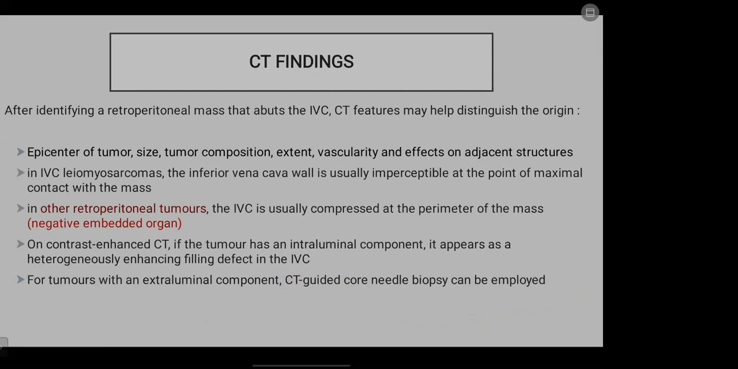In IVC leiomyosarcomas, the inferior vena cava wall is usually imperceptible at the point of maximal contact with the mass. In other retroperitoneal tumors, the IVC is usually compressed at the perimeter of the mass, and the IVC will be the negative embedded organ. On contrast-enhanced CT, if the tumor has an intraluminal component, it appears as a heterogeneously enhancing filling defect in the IVC. And for tumors with an extraluminal component, CT-guided core needle biopsy can be employed.